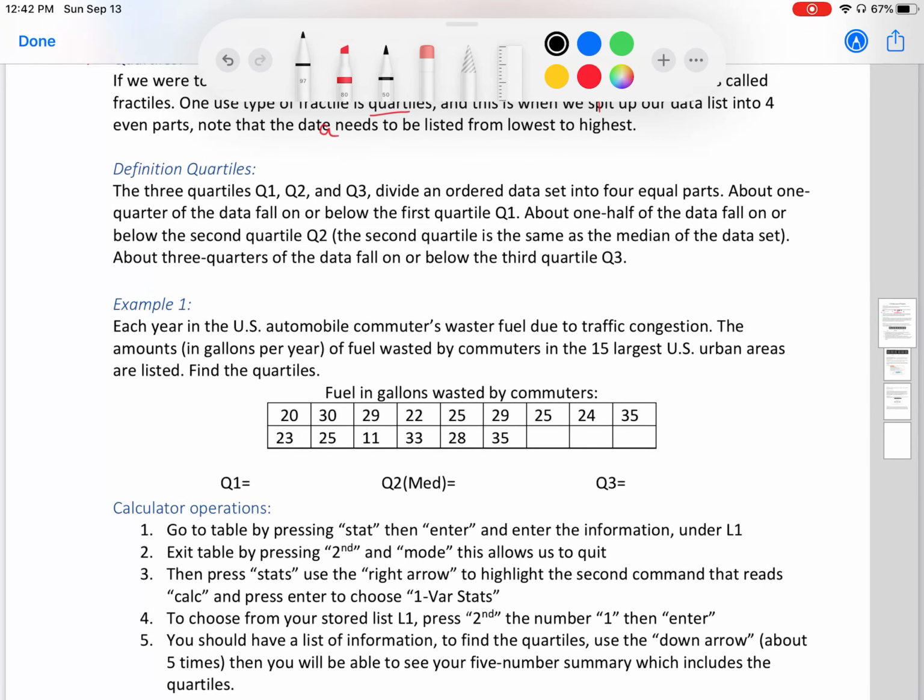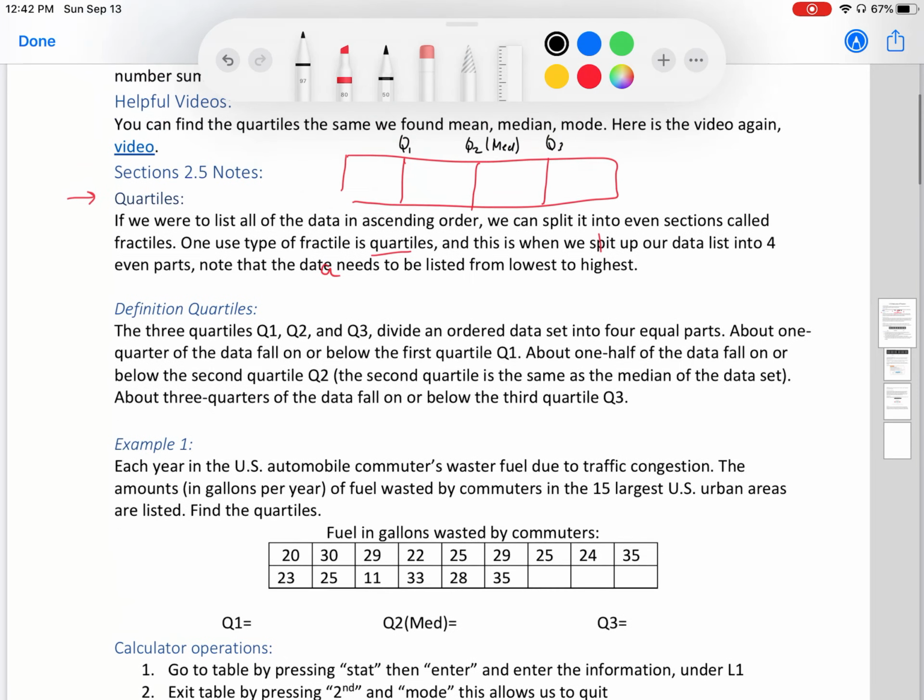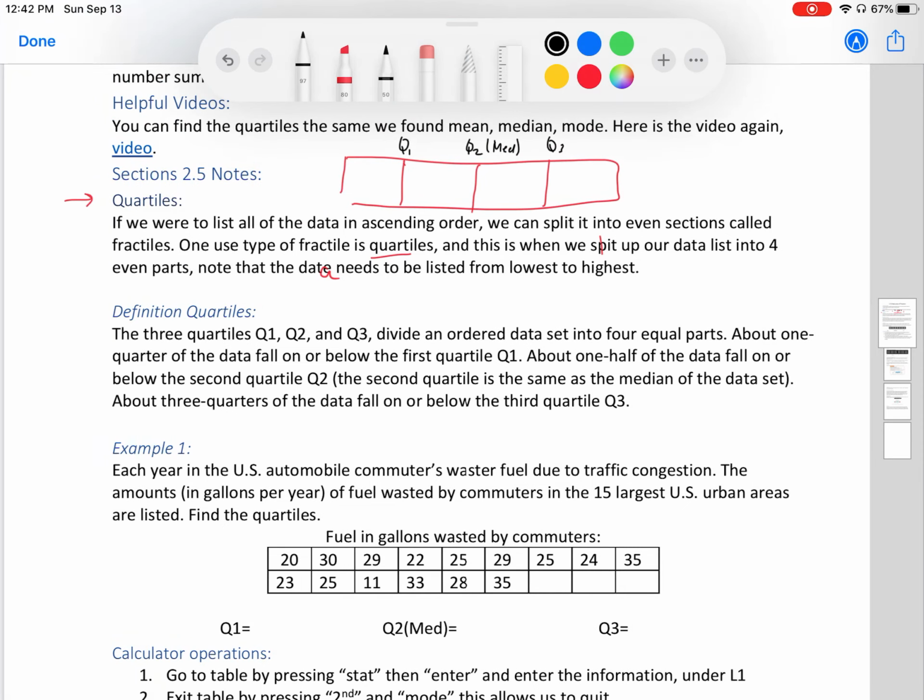Definition of quartiles. The 3 quartiles, Q1, Q2, and Q3, divide our ordered data into 4 equal parts. About 1/4 of the data fall on or below the first quartile, Q1. About half of the data fall on or below the second quartile, and the second quartile is the same as the median of the data set. About 3/4 of the data fall on or below the third quartile, Q3.